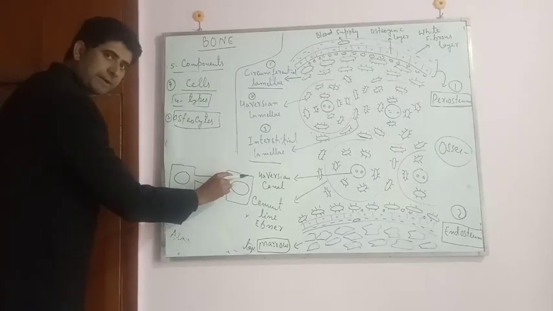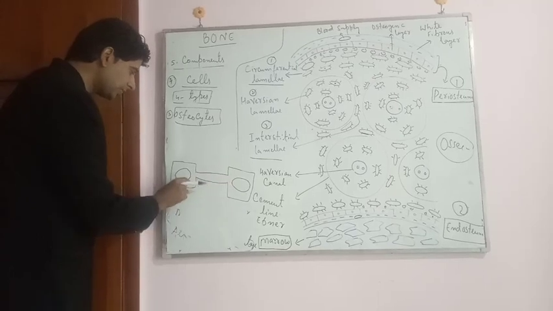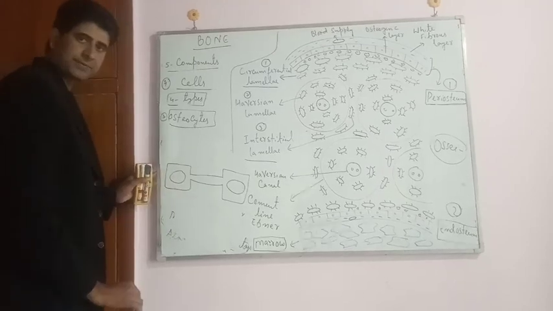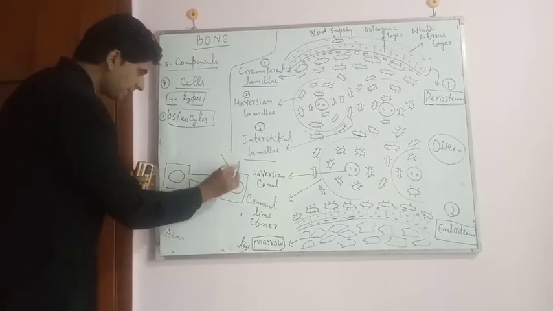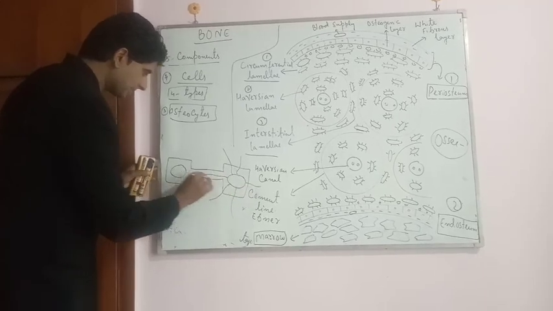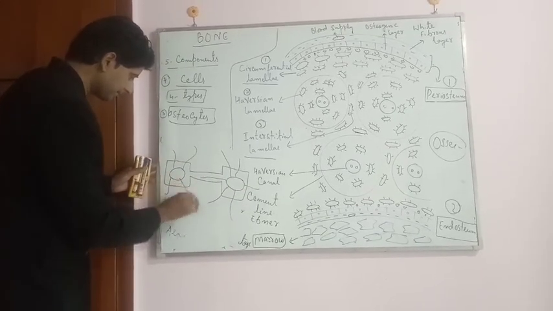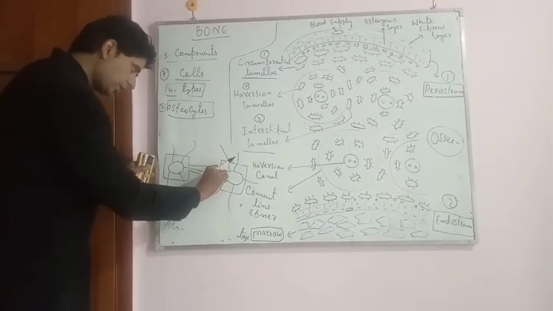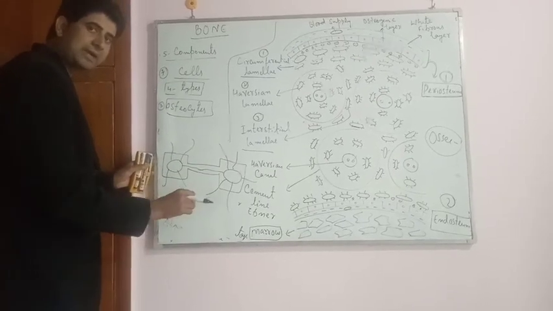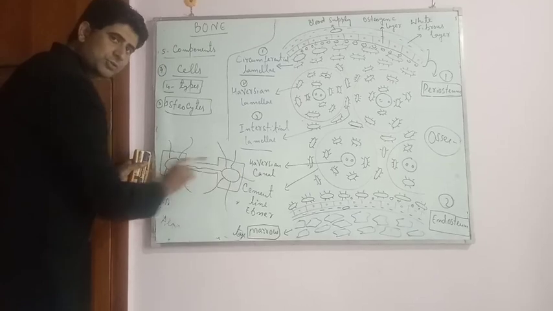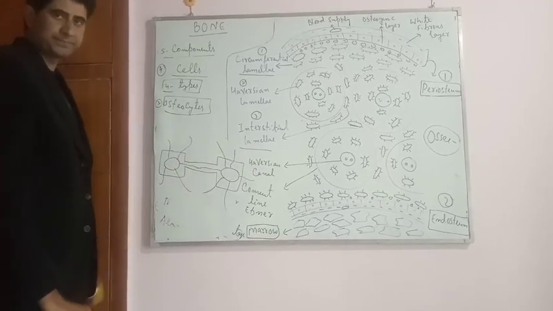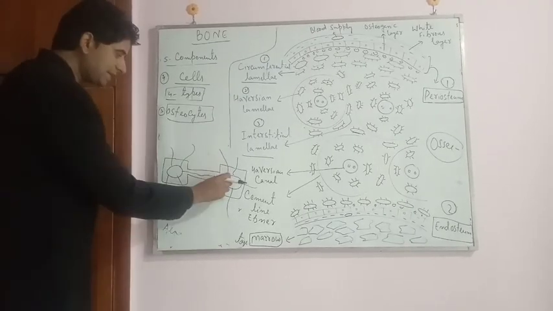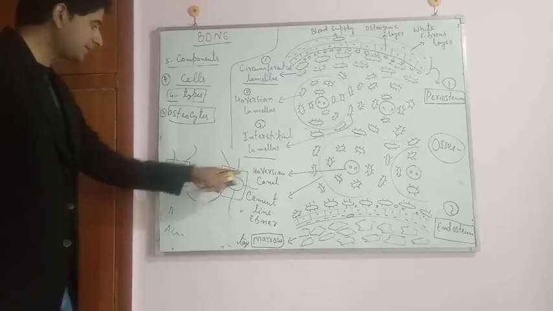So this one is one lacuna, this one is another lacuna, and within each lacuna there are cells called osteocytes. What do osteocytes do? They give rise to protoplasmic processes, and some processes run through the canaliculi so that the adjacent osteocytes may communicate with each other with the help of these protoplasmic processes which arise from each osteocyte present in the lacuna.